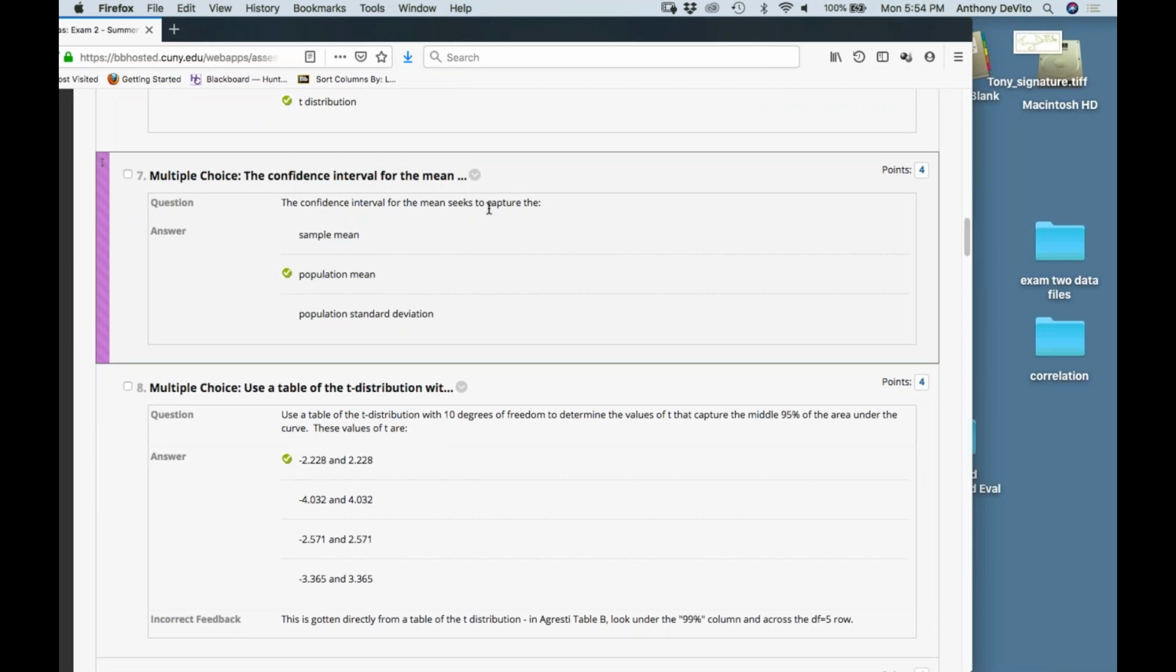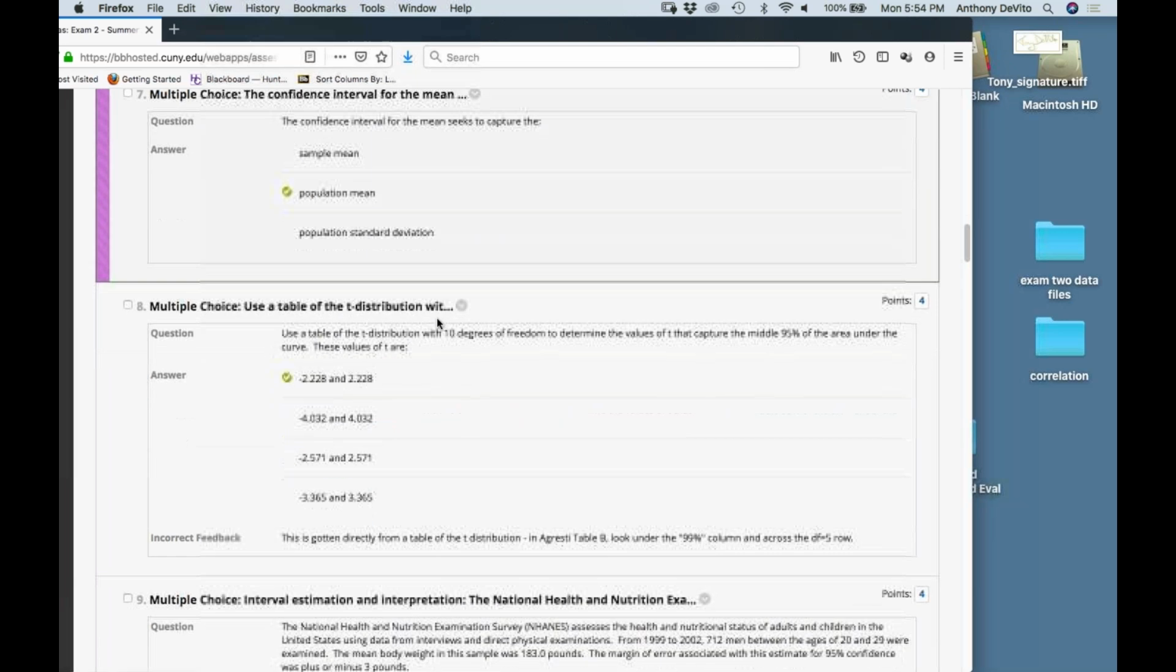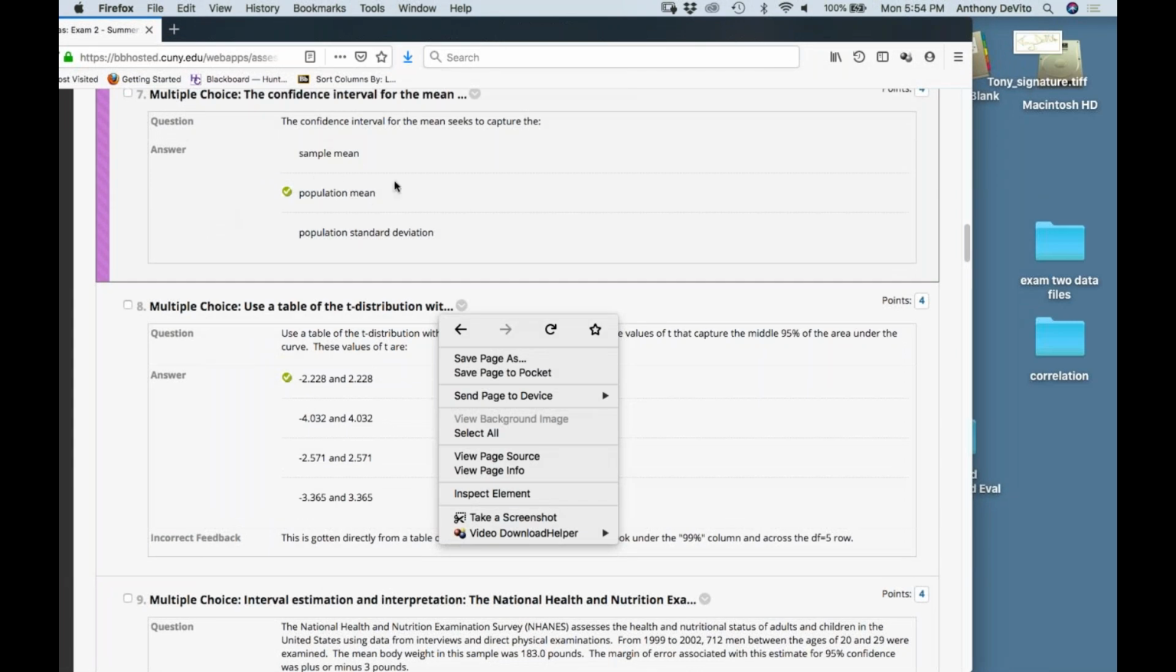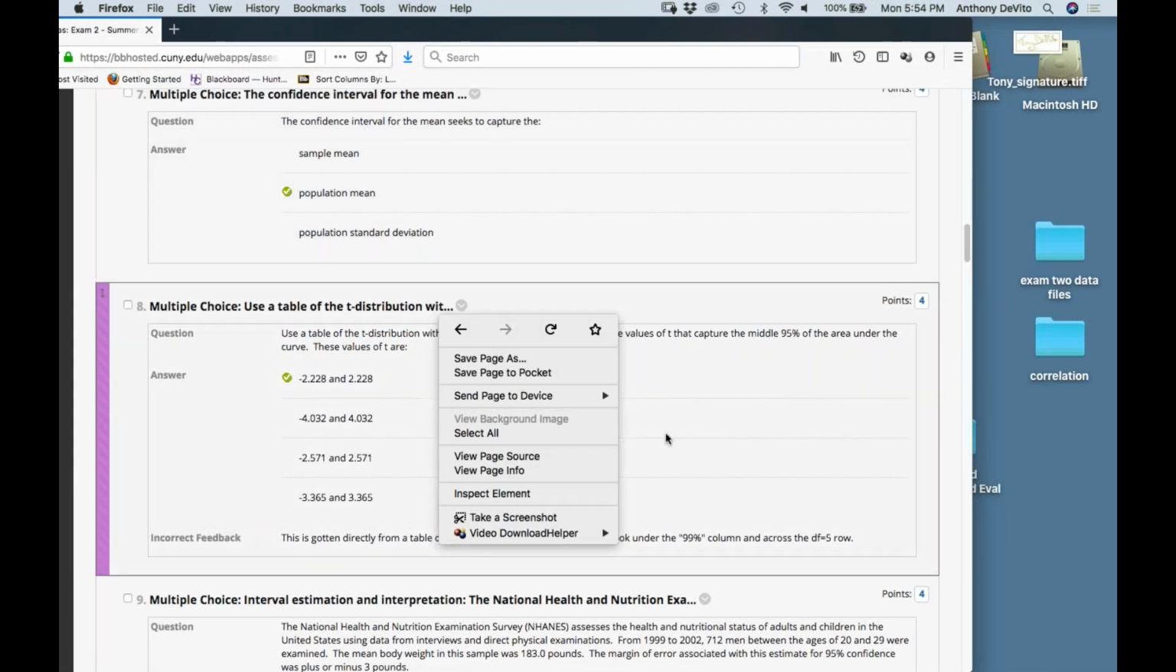The confidence interval for the mean seeks to capture the population mean. Of course, that's what we're after, right? We're not after the sample mean. We got the sample mean as soon as we took the sample, so that's not what we're really concerned about. The standard deviation of the population might be interesting, but what we're really after is the population mean when we determine the confidence interval. So we're looking to see within which range that population mean resides.